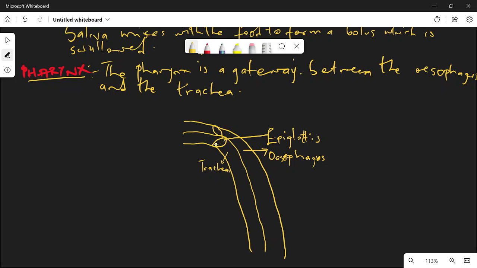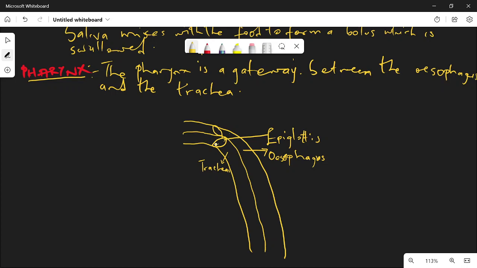So whenever it covers the trachea, it creates an opening for the esophagus for you to be able to swallow. And when, on the other hand, it is covering the esophagus, then it is creating an opening for the trachea for you to breathe in air. Breathe in and out air. You breathe in oxygen and you breathe out carbon dioxide. That is how that part works.